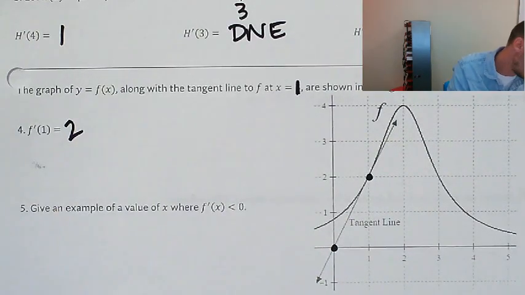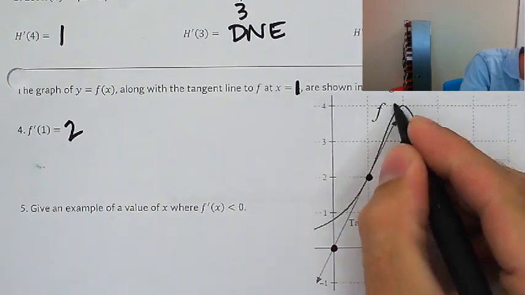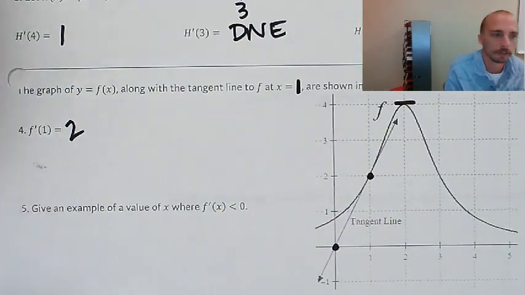Right? So give an example of a value of x where f prime is 0. Okay, I think that's going to only be this one. I'm looking for a flat tangent, that's going to be x equals 2.